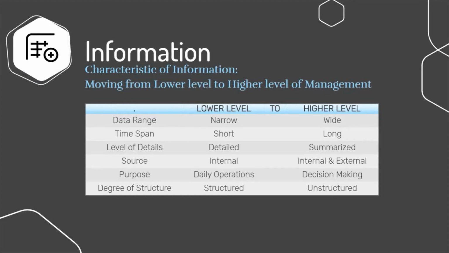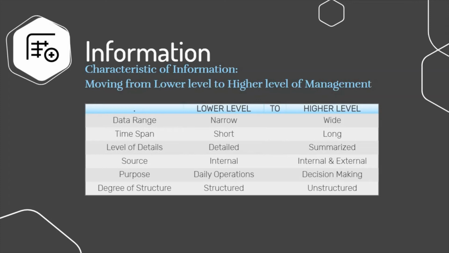The range of data used at the lower level is narrow, generally limited to the department, whereas it is wider at the top level, where information is spread across departments and is enterprise-wide. In terms of time span, information is used for a shorter period of time at the lower levels, whereas its utility is for long durations at the top. The information at the lower level is generally detailed, whereas reports get summarized when information reaches the top.